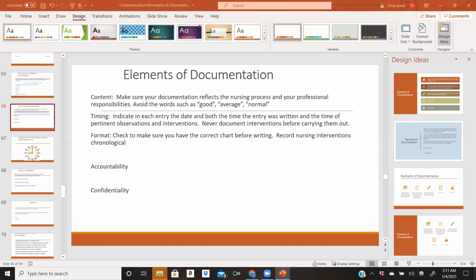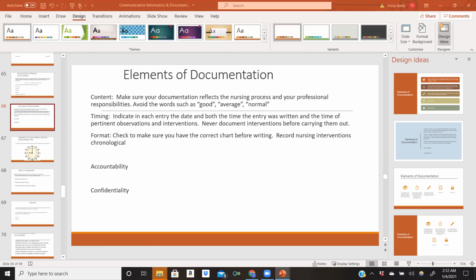You want to avoid words when you're documenting or writing notes, such as good, average, normal, or sufficient, because this may mean different things to different readers. So you want to stay away from terminology like that. You want to avoid generalizations such as "the patient seems comfortable today," because there you're making an assumption. Are they really comfortable? Well, to you, they seem comfortable, but it might not mean that they are comfortable.